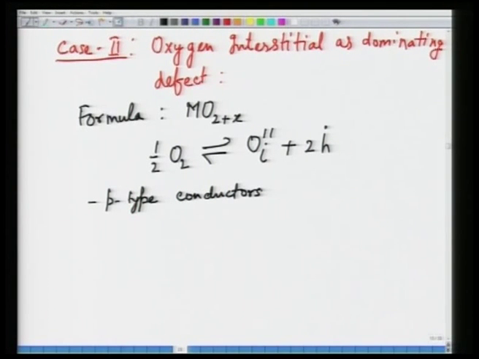I am choosing whether it is MO or MO2 based on the cases in which each of these defects are observed. The basis of choosing whether MO or MO2 for a particular case is entirely based upon the type of materials which show this behavior. An example is UO2 plus X, which is uranium oxide.